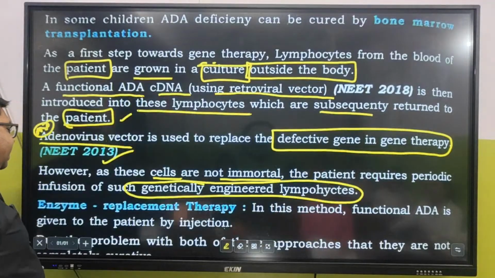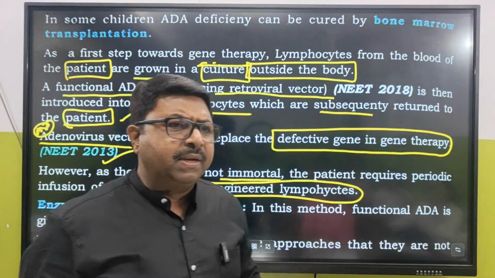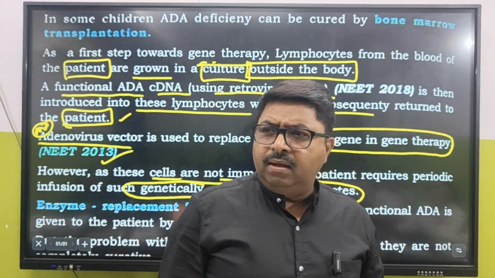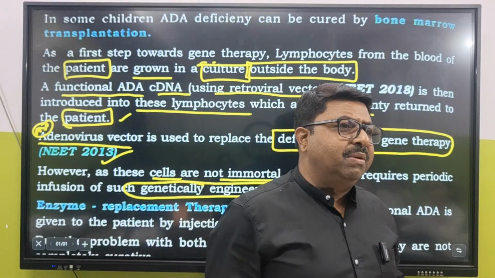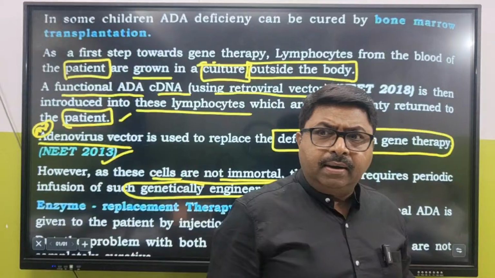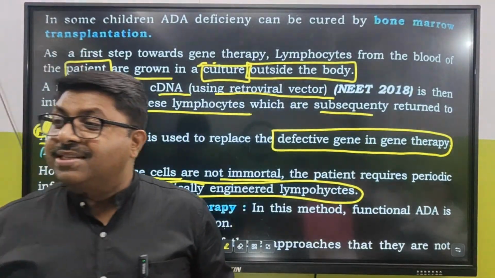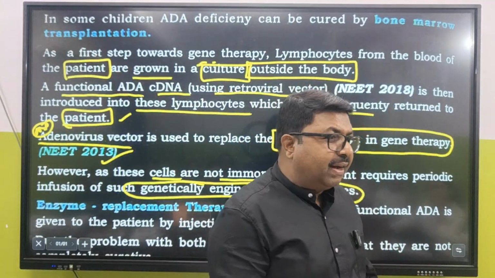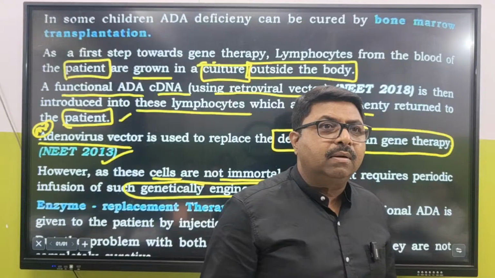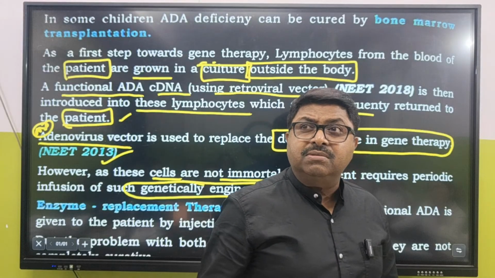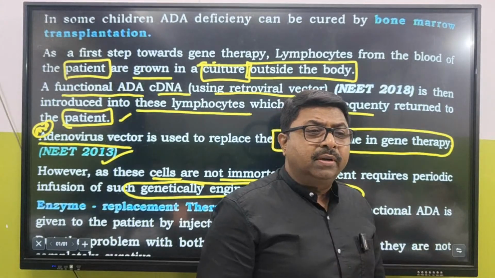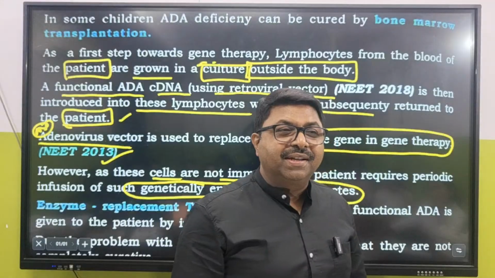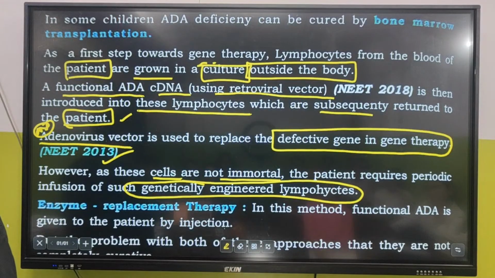Did you understand? As these cells are not immortal, because lymphocyte cells have a life span. The life span of lymphocyte cells is at most close to 10 to 15 days. Yeah, it's good because that is the time span for it to work efficiently. Understood?